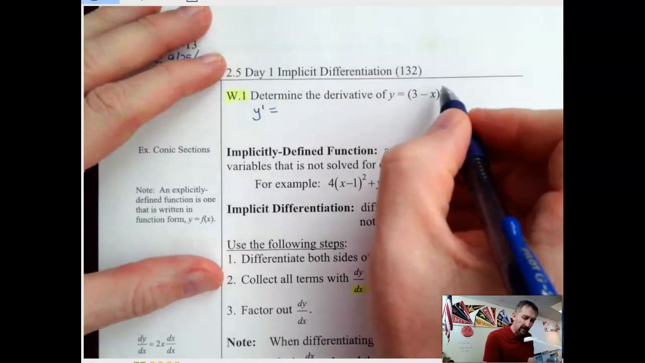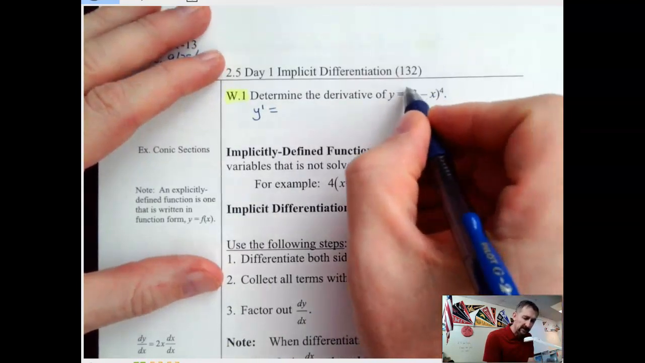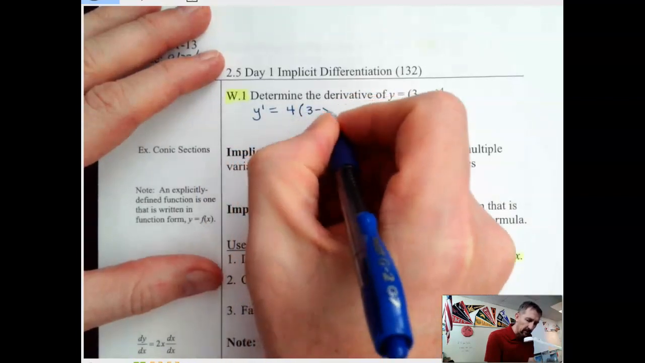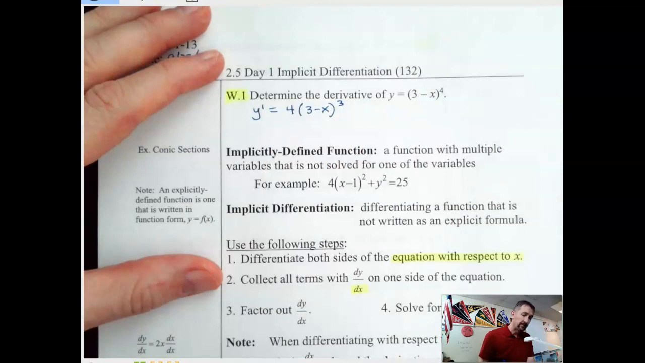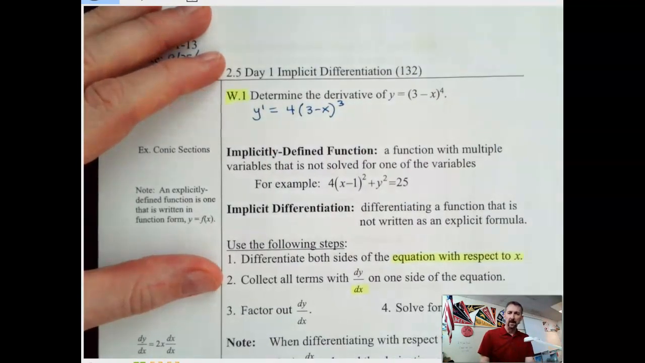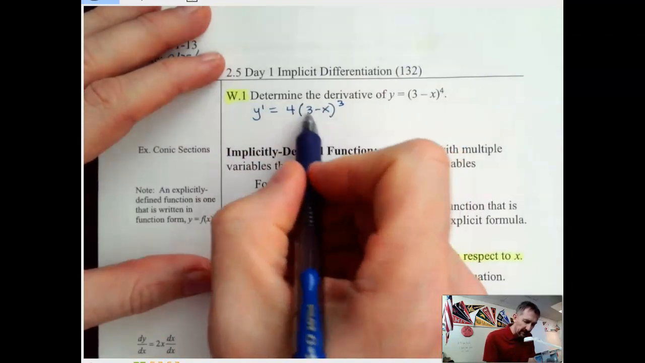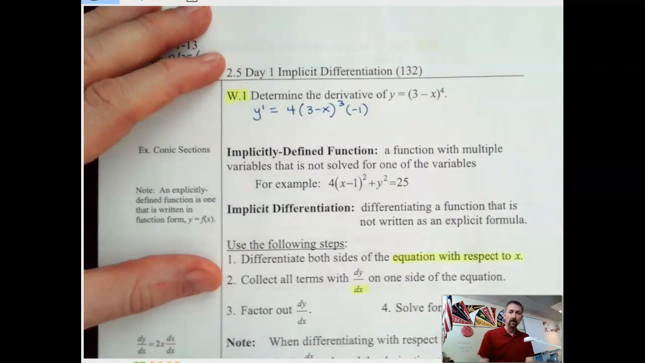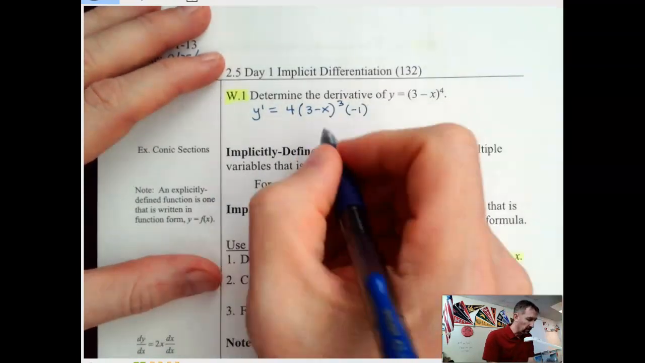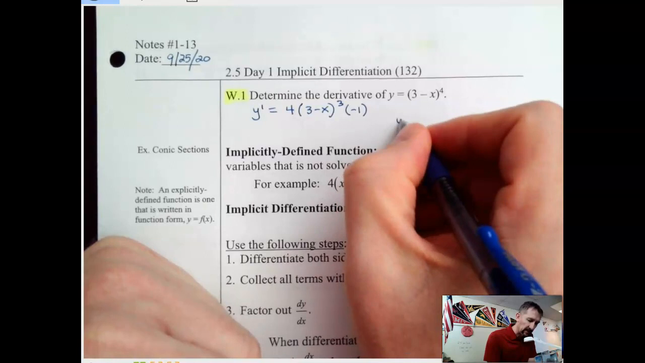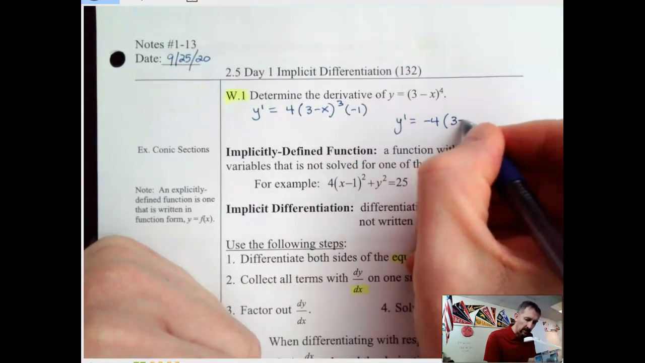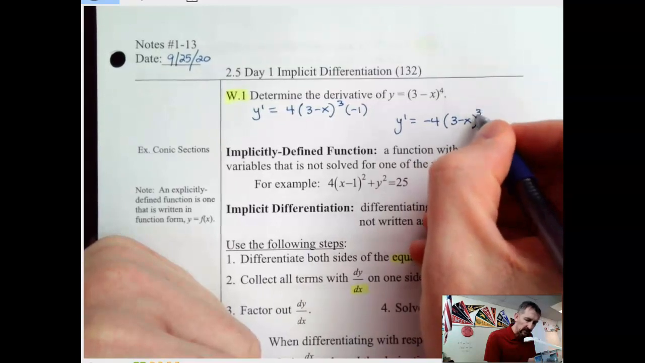Okay, welcome back. So we're going to take this exponent down in front and subtract 1 from the exponent. Now we're going to multiply by the derivative of the inside, and this is a little bit tricky maybe, but the derivative of the inside is actually -1 right there. So our final answer is going to be -4(3 - x)^3.